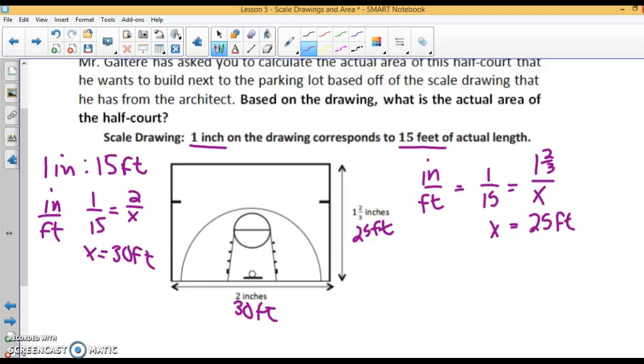So it says, find the actual area. So our area is going to be length times width. And I'm going to use the actual distances, which is 30 times 25 is 750. And again, I'm going to label it square feet.